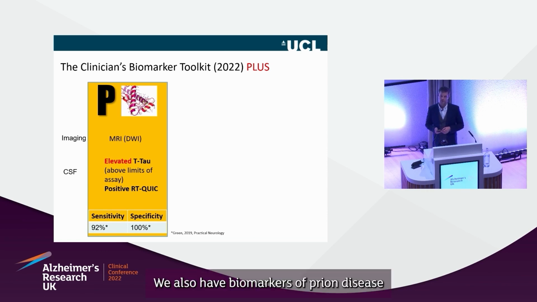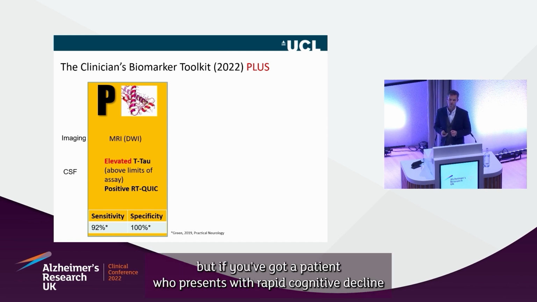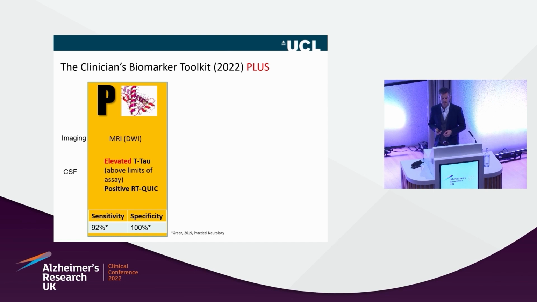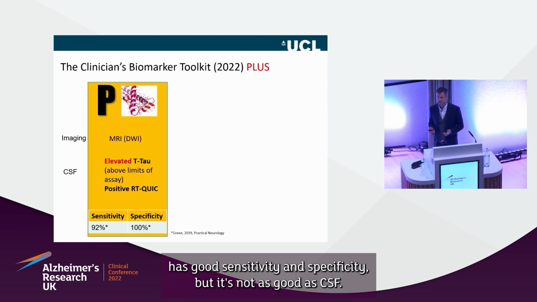We also have biomarkers of prion disease. And this is a fairly rare clinical scenario, but if you've got a patient who presents with rapid cognitive decline with onset less than a year, you might think about this. And certainly MRI with diffusion-weighted imaging has good sensitivity and specificity, but it's not as good as CSF.